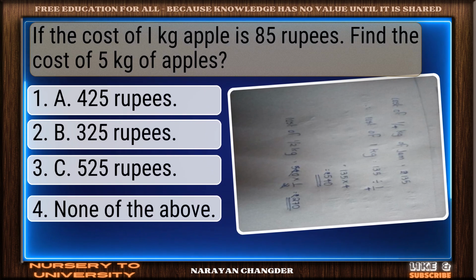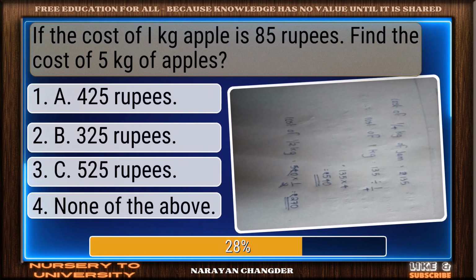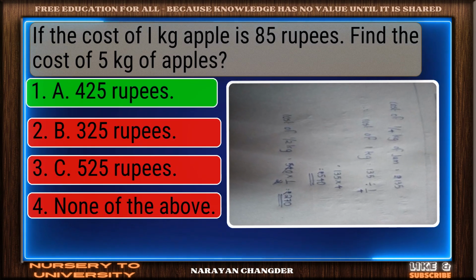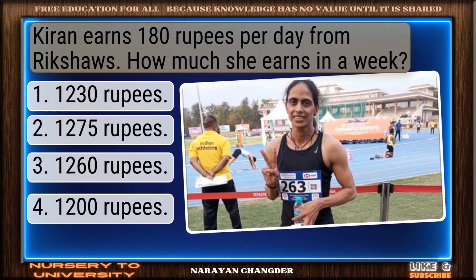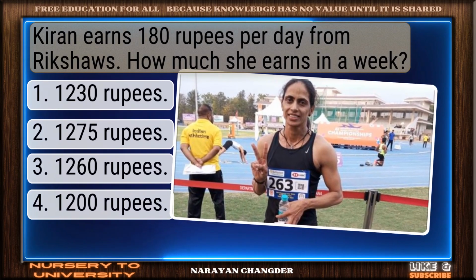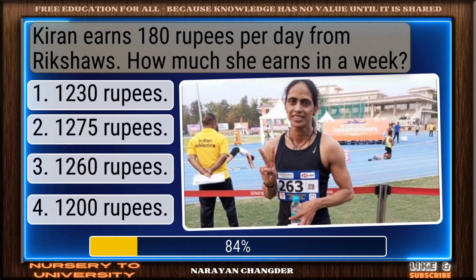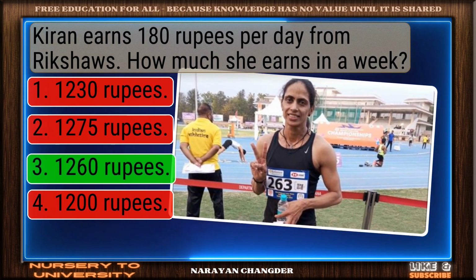If the cost of 1 kg apple is 85 rupees, find the cost of 5 kg of apples. Nice work. You chose A 425 rupees and it is correct. Kiran earns 180 rupees per day from rickshaws. How much she earns in a week? Excellent. 1260 rupees is a brilliant choice.